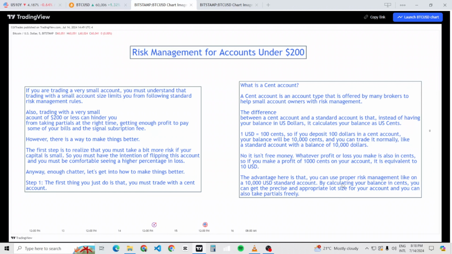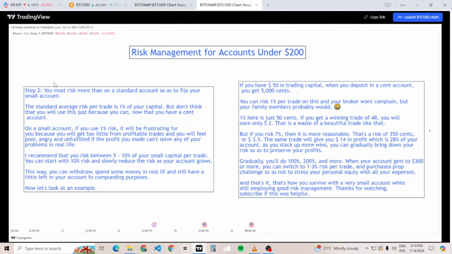So the advantage here is that you can use proper risk management like on a $10,000 standard account. By calculating your balance in cents, you can get the precise and appropriate lot size for your account, and you can take partials freely. Yes, that's the big advantage of cent accounts. So let's move. Step 2. Now let's go to step 2.